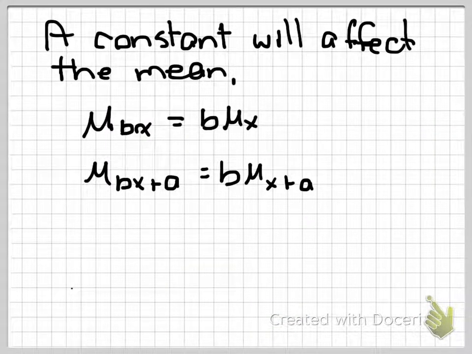So a constant will absolutely affect the mean. If we multiply a random variable x by the constant b, and we know the mean of the original distribution, then we can simply multiply that by b. And if we are going to multiply the random variable by a constant b and add a constant a to each of those values, then that works out the same way. We're going to take b times the original mean and then add a in.